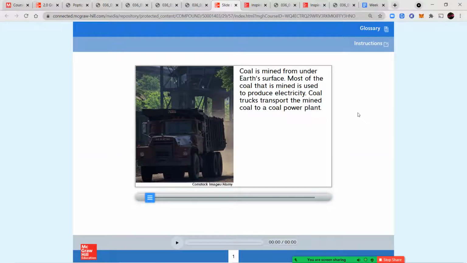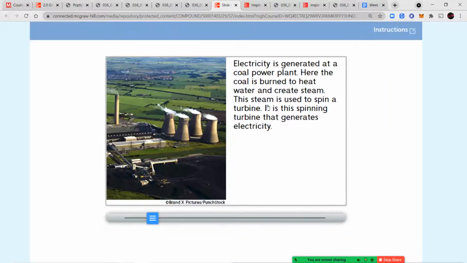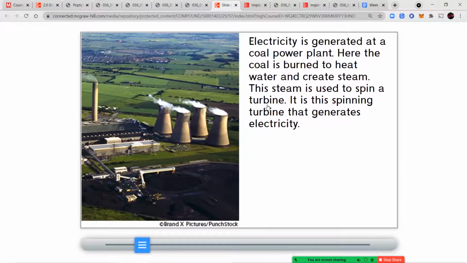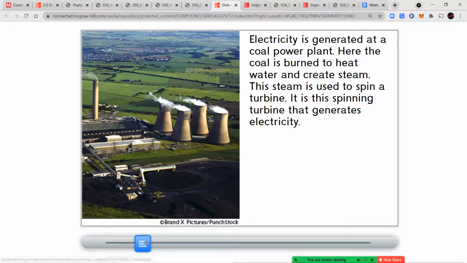Okay, so coal is mined from under the Earth's surface. Most of the coal that's mined is used to produce electricity. Coal trucks transport the mined coal to a coal power plant. Next, electricity is generated at the coal power plant. Here, the coal is burned to heat water and create steam. The steam is used to spin a turbine. It's this spinning turbine that generates the electricity.